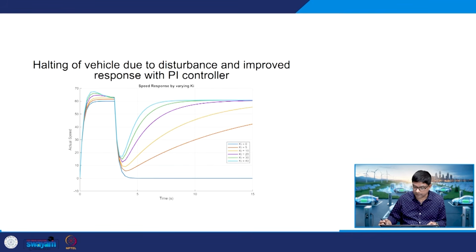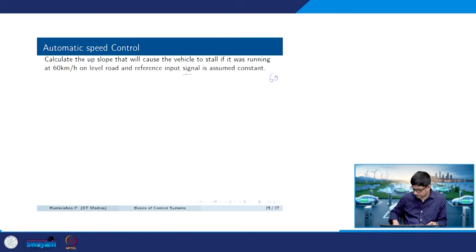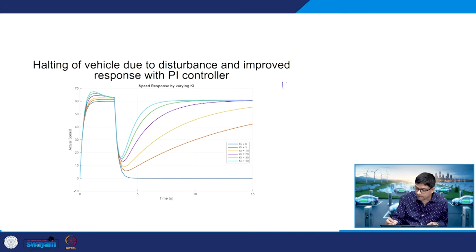So I see the following happens, right? When the controller is just K1, there is no Ki, Ki is 0. Just look at the blue line. I start here, I go closer to 60, and after some time my speed just goes to 0. Okay, there will be a little steady state error here, but here my speed goes to 0, right? So this is the stalling of the vehicle.